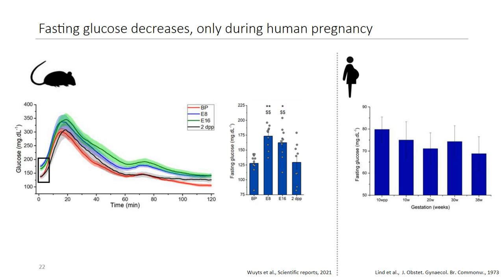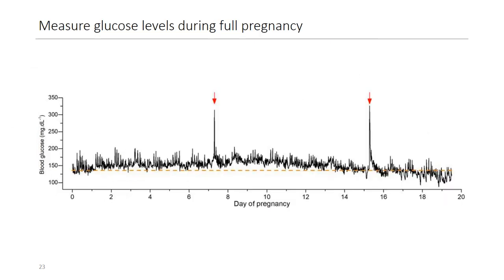However, we have found some similar data in women, and here we actually see that the fasting glucose decreases during pregnancy. Of course, it's important to remark that fasting for 6 hours in mice is very different from fasting overnight in women.